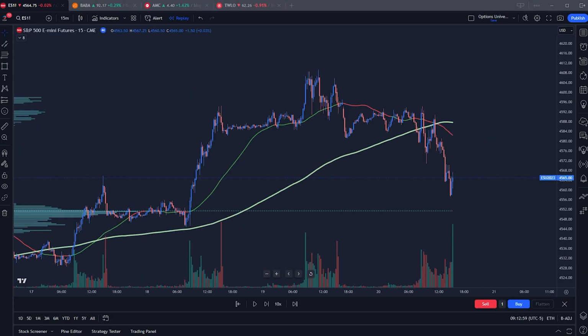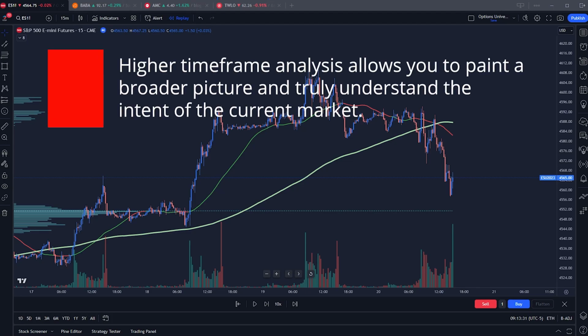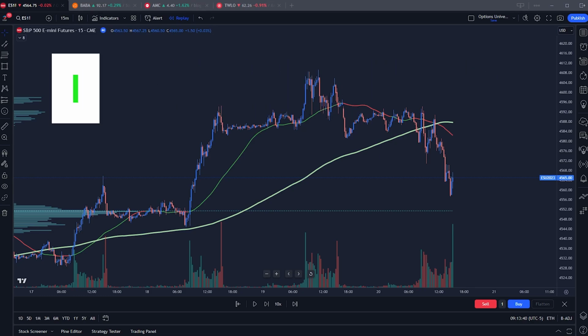Now, placing these supply and demand zones on your charts is really just a practice in figuring out and seeing where sellers want to sell and where buyers want to buy. Now, this happens across multiple time frames, short and long. So when I place these, I want to place them on multiple different time frames. The higher the time frame, the stronger that supply or demand is going to be.